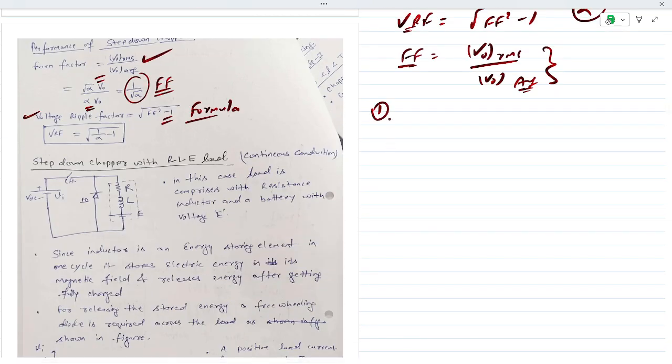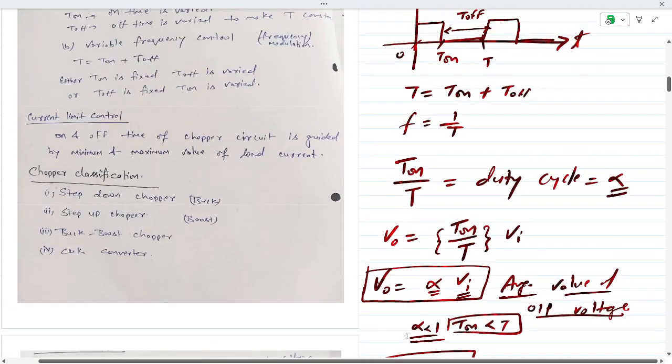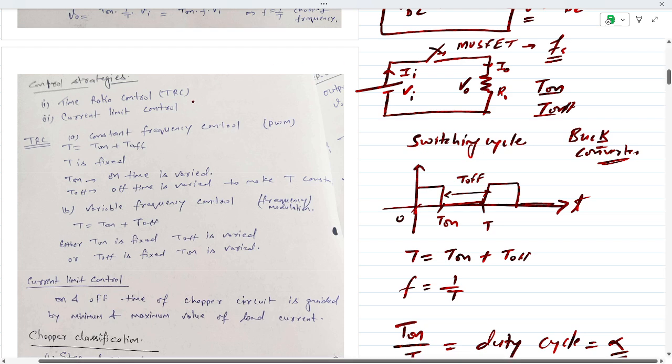The first control strategy is the time ratio control, and the second control strategy is the current limit control. So what do we do in the time ratio control? Time ratio control basically has two types. The one is the constant frequency control, and the second one is the variable frequency control. In case of constant frequency control, we keep this capital T constant while changing the T on. So for keeping this T constant, we have to make the appropriate change in T off also. If we are using this strategy for controlling the duty cycle of the chopper, then this is the constant frequency control.